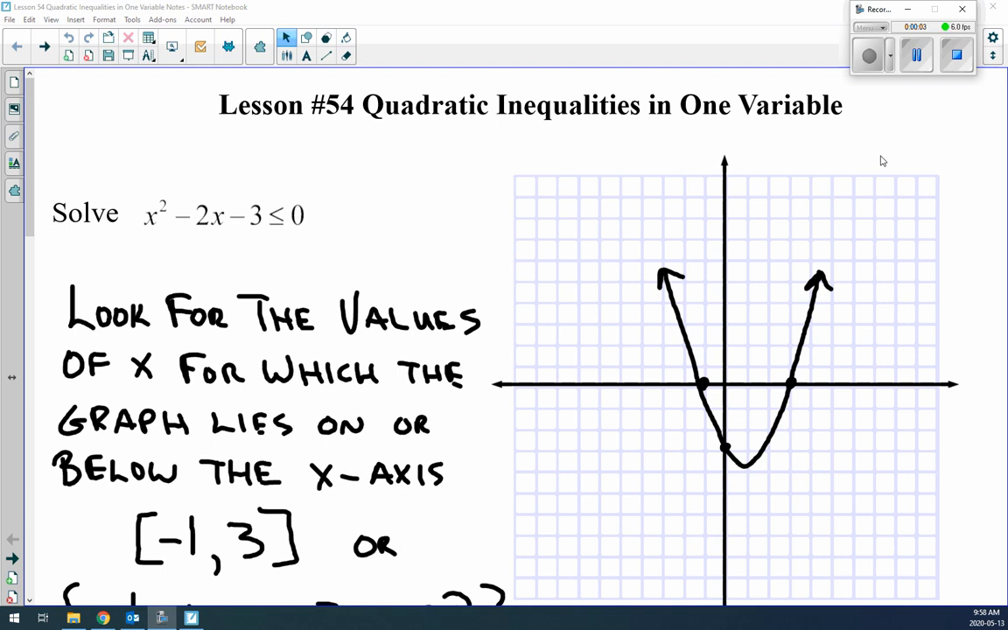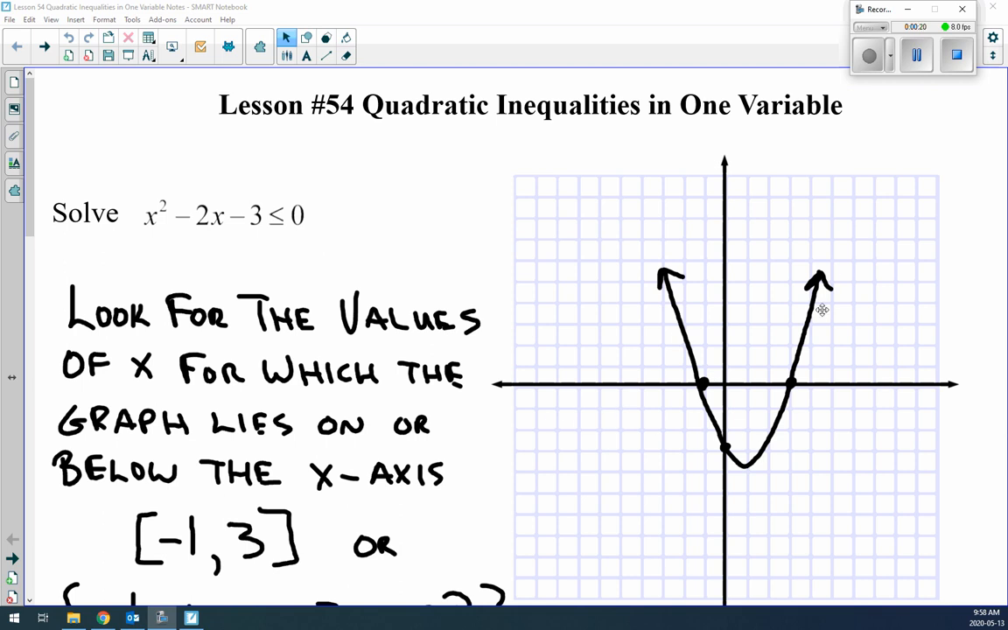Grade 11 pre-cal, lesson 54, quadratic inequalities in one variable. So what we've done now is we've gone and got rid of y. If you look at this, we have x squared minus 2x minus 3 greater than, less than or equal to 0. So we're not talking about any y part. What we're talking about is everything on the x-axis.